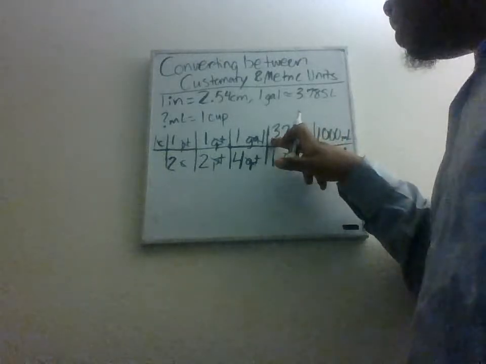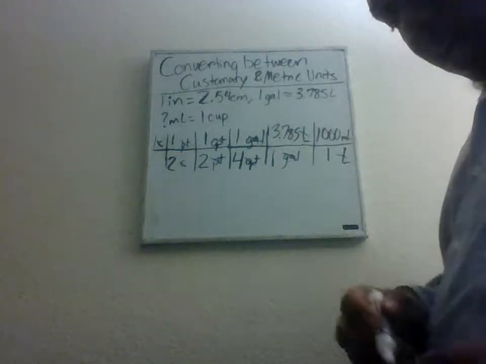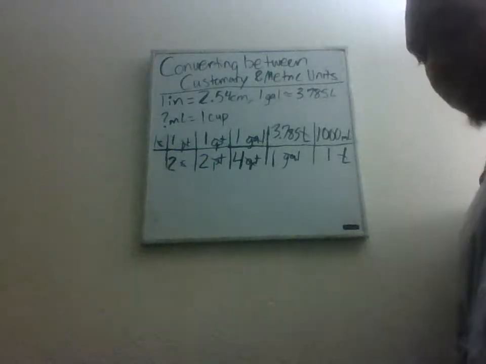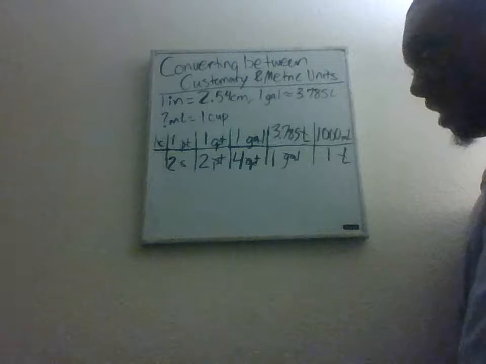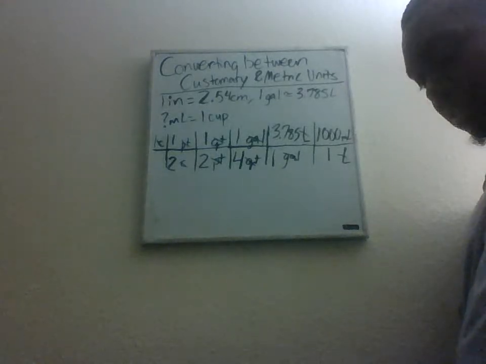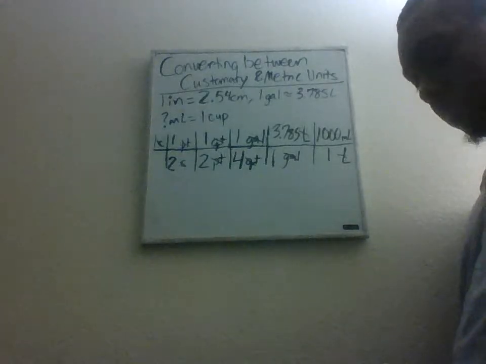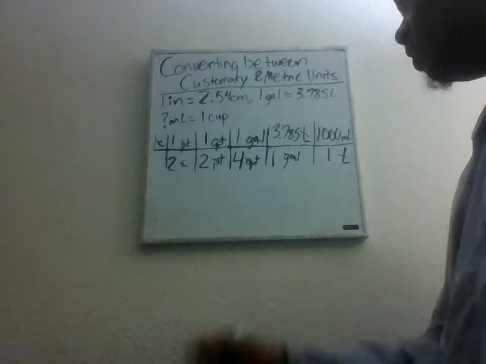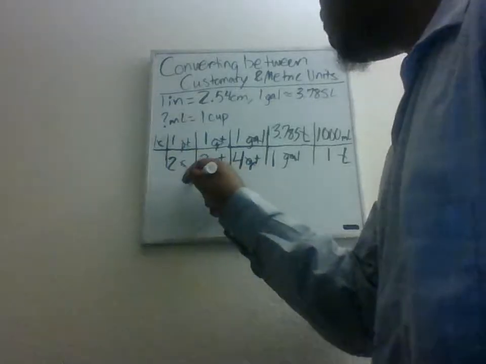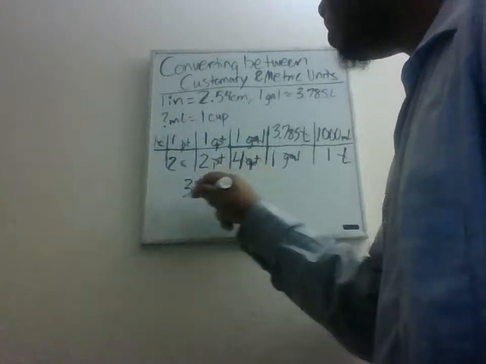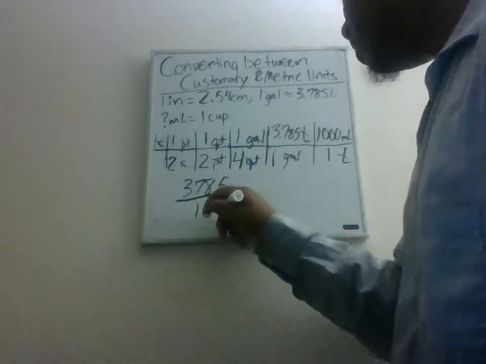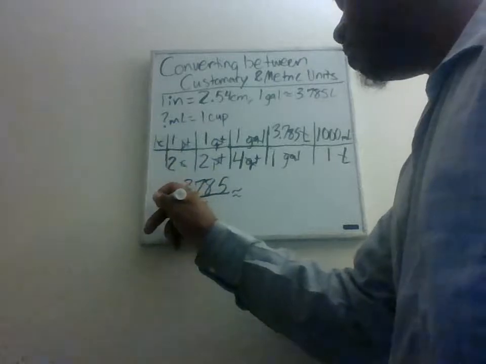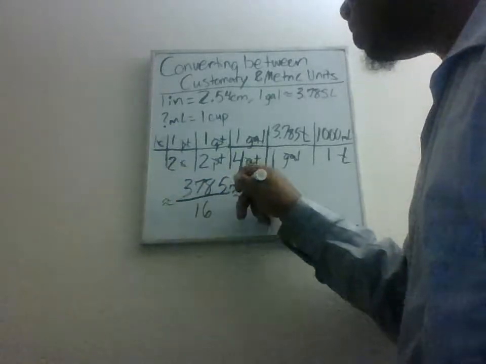Well, if I do 3.785 times 1,000, I'll get 3,785. And if I take 3,785 and I divide it by 2, divide it by 2, divide it by 4, divide it by 1, divide it by 1, what I will end up with will be 3,785 divided by 16. So that's what we get. Approximately 1 cup is equal to that many milliliters.